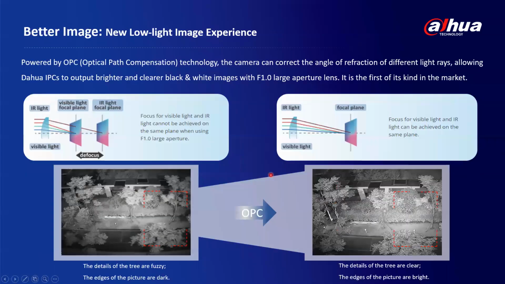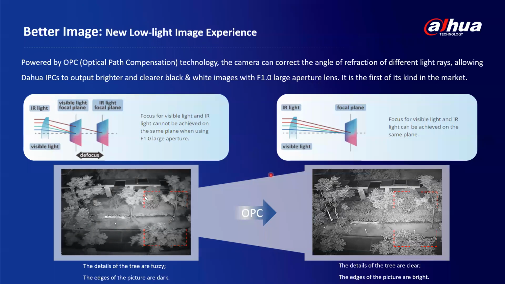So if you take a look at this, the other common functions are basically the generation of better images. In this case, this supports the new low light image experience. This new low light image experience is basically powered by the optical path compensation technology. The camera can correct the refraction of different light rays, allowing DAHUA's IPC to output brighter and clearer black and white images with its super large aperture lens, which is the first of its kind in the market.